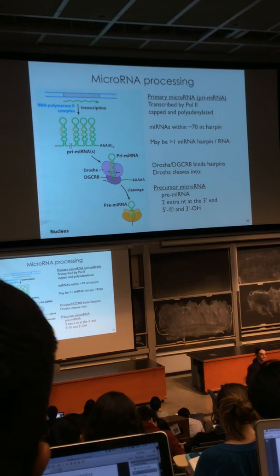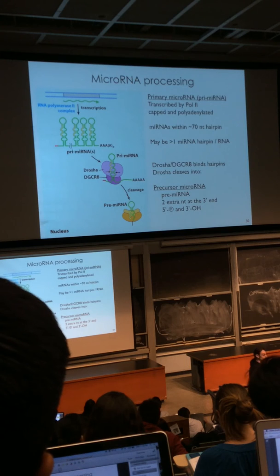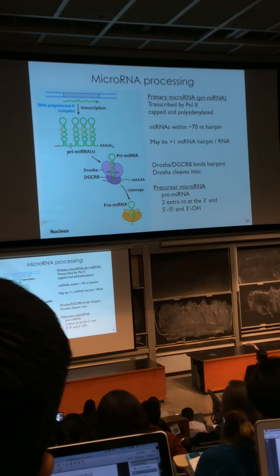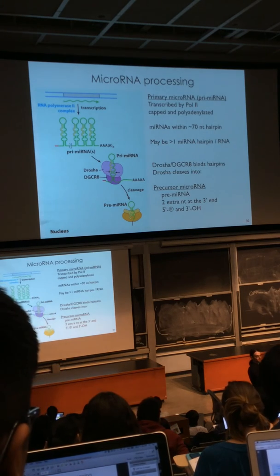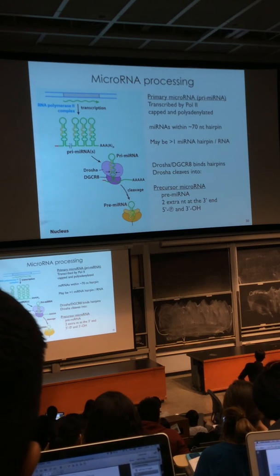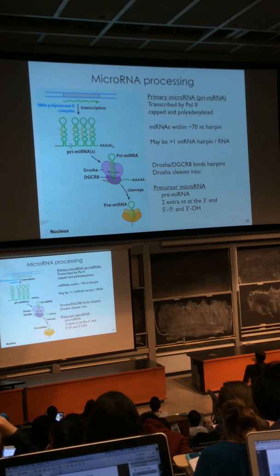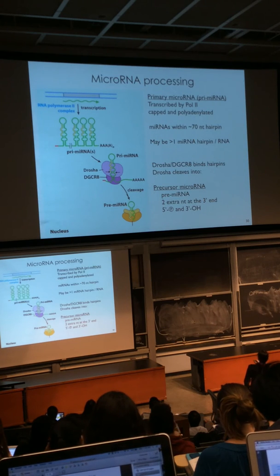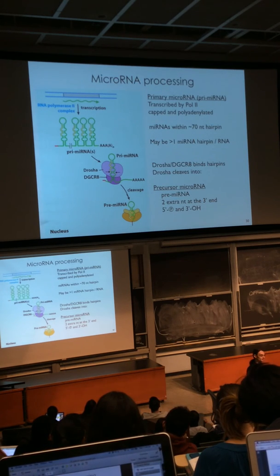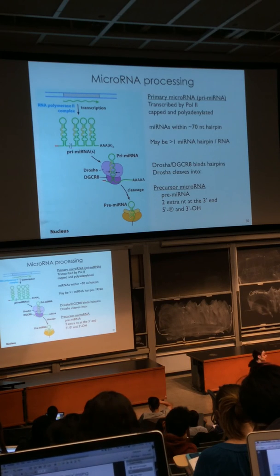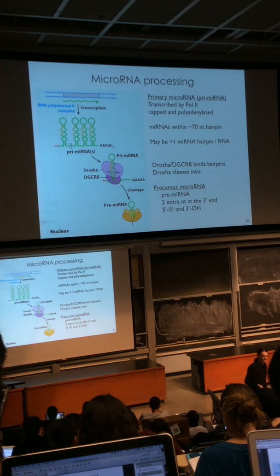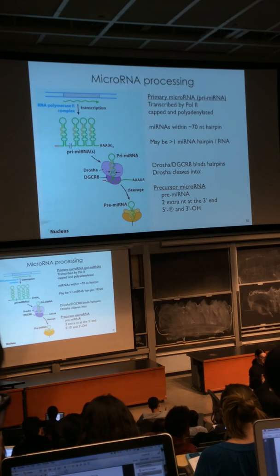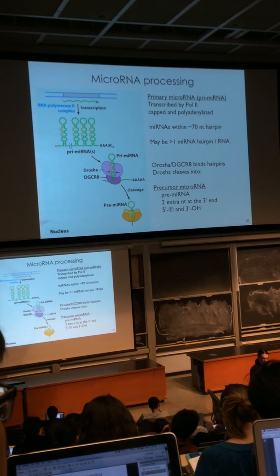So a single primary transcript can have several microRNA-containing hairpins, and Drosha will cut each of them out separately into a pre-microRNA. These things are about 70 bases long. They fold back on themselves, so they have about 30 to 35 bases on each side of this stem. There are two extra nucleotides at the 3' end. There's a 5' phosphate and a 3' OH. All of these features are very important for this thing to be recognized as a pre-microRNA as opposed to just some piece of junk in the cell.